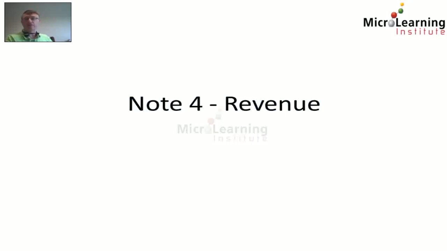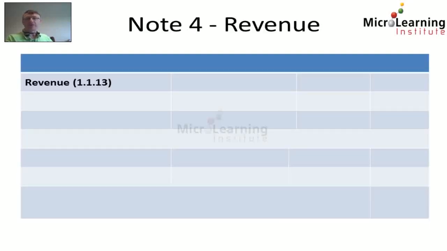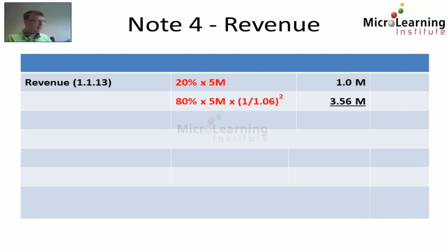Let's next look at Note 4, revenue. So now we make the sale on the 1st of January 2013. And at that date, we get 20% of the actual selling price of 5 million. So that's 1 million. And we're also told that the remaining 80% will be paid after a period of time. And again, we have to discount that future payment by the finance charge at 6%, which is presented to us in Note 4. So therefore, the present value of the deferred consideration equates to 3.56 million.